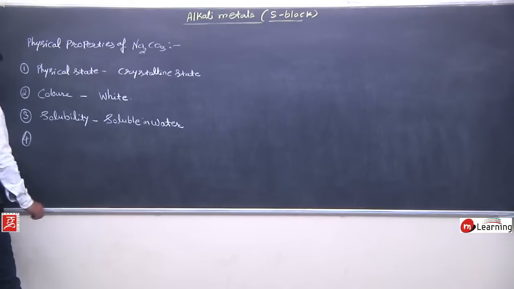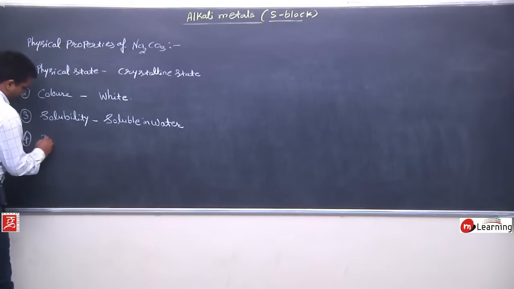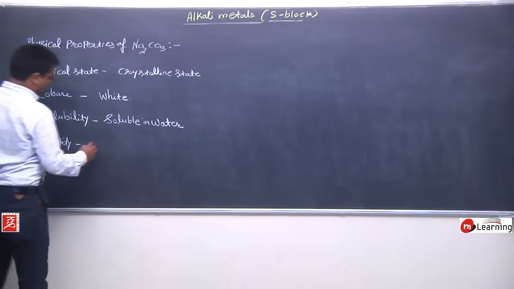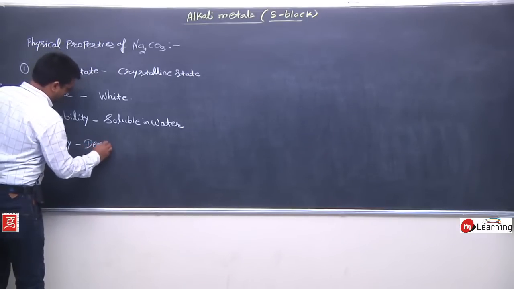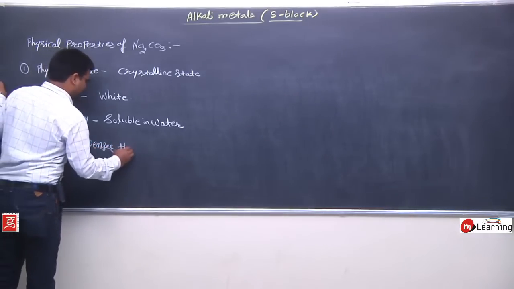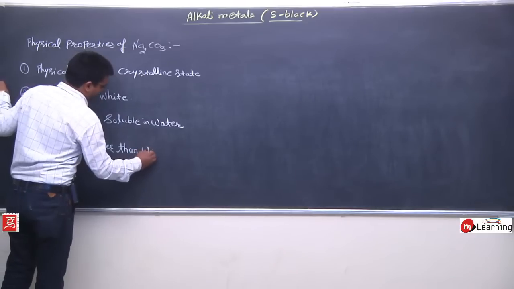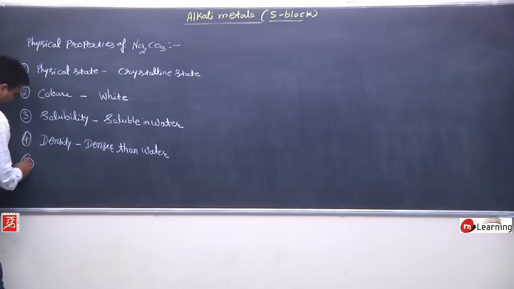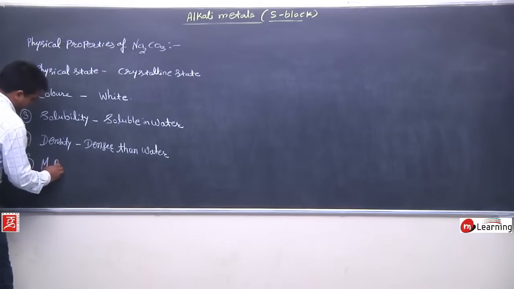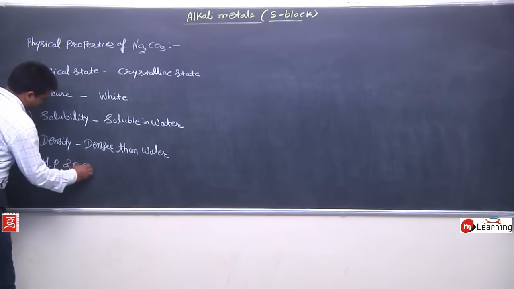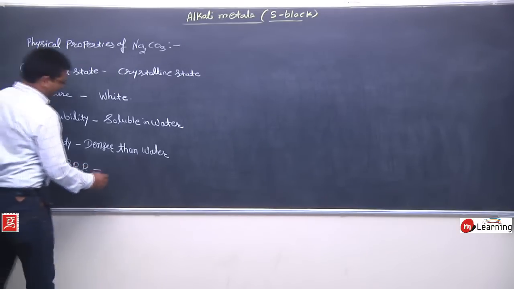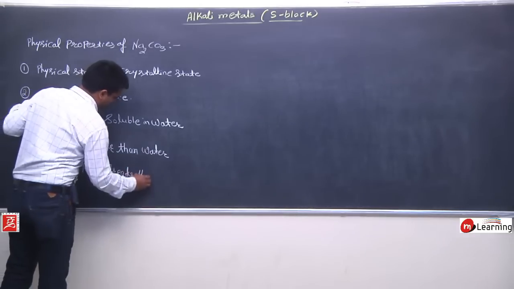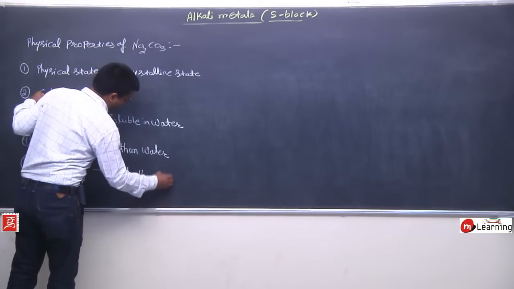Fourth, density: denser than water. Fifth point, melting point and boiling point. Melting point and boiling point are greater than water.